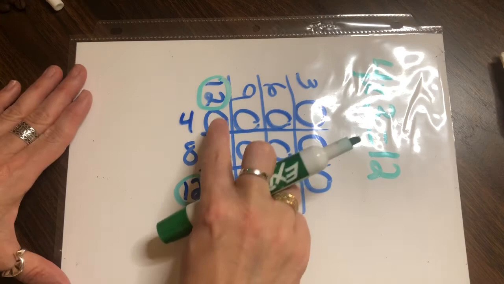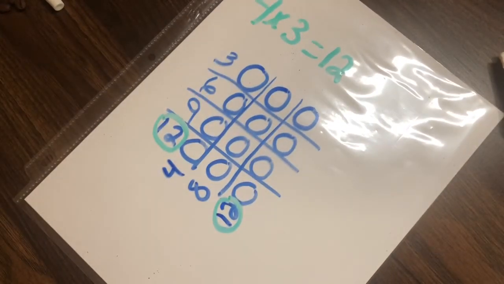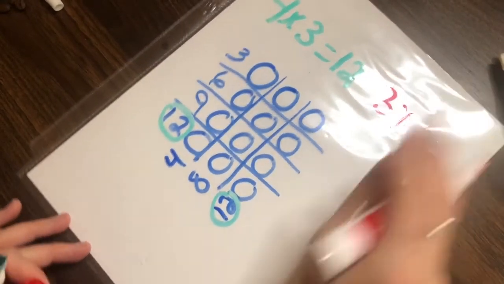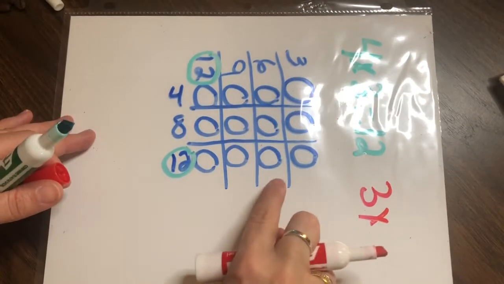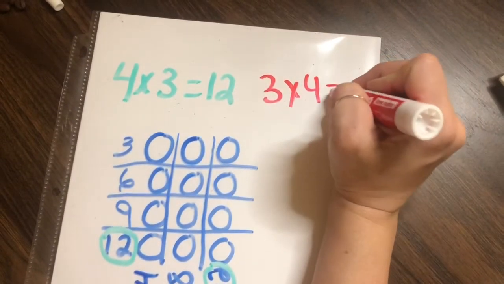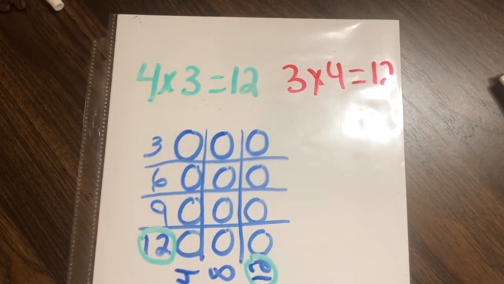So there's 3 rows, 1, 2, 3. And in each row, there's 1, 2, 3, 4. And again, that equals 12. So 4 times 3, you get the same answer for 4 times 3 that you get for 3 times 4. You get 12 for both problems.